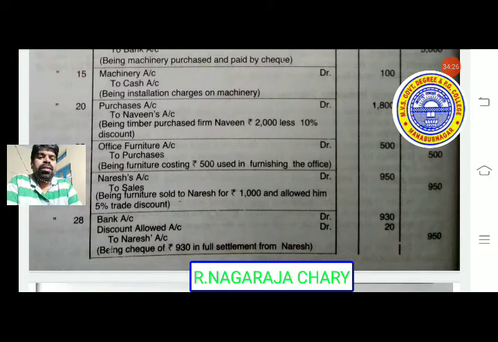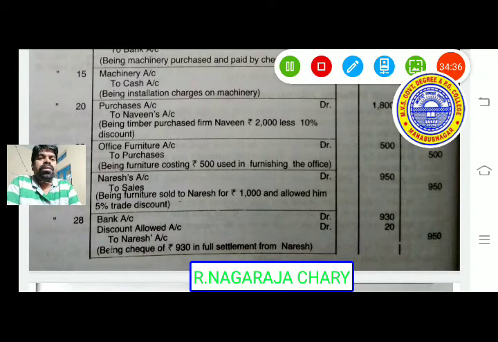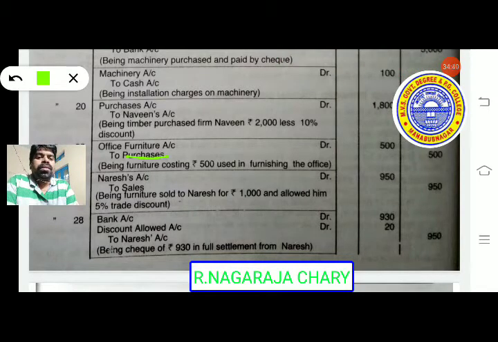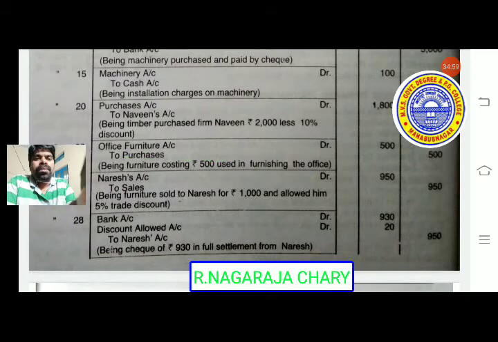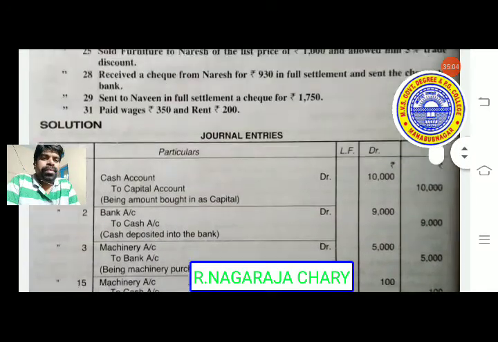Right, here this entry is wrong. Instead of purchase you have to write cash; instead of purchase we have to write cash account. So office furniture account debit to cash account, 500. For that the narration is: being furniture costing 500 used for furnishing the office.